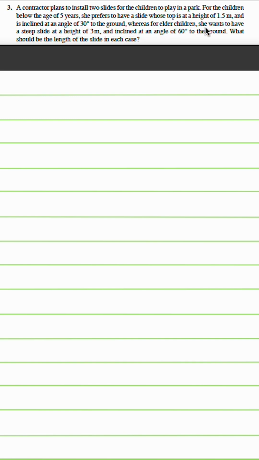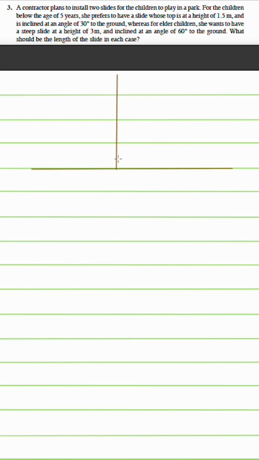Whereas for elder children, she wants to have a steep slide at a height of 3 meter and inclined at an angle of 60 degree to the ground. What should be the length of slide in each case? So the first step is to convert the question to a diagram.